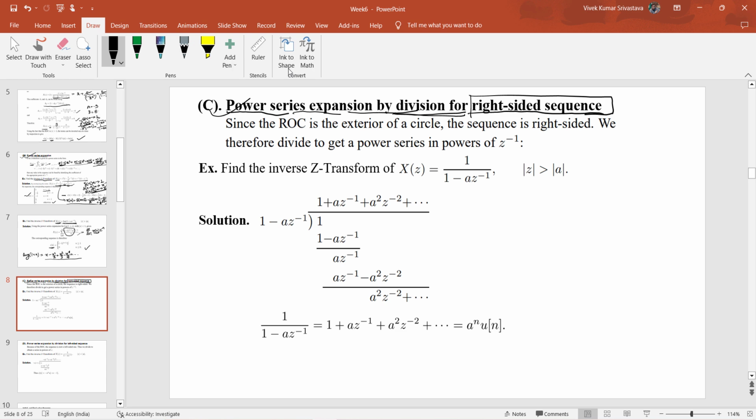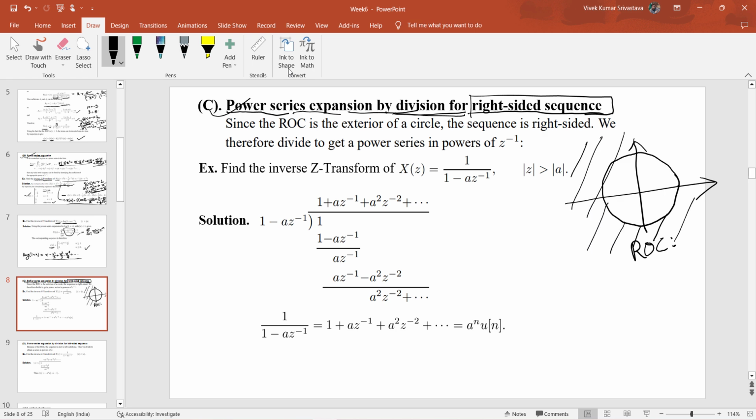So for a right sided sequence, as we know, the ROC is defined as this, that is mod of z will be greater than mod of a, where a is the radius of this circle.